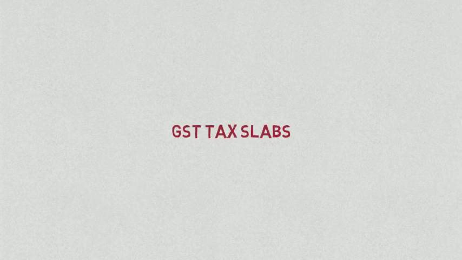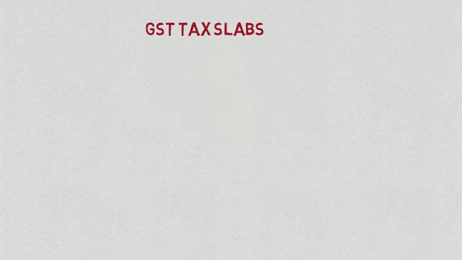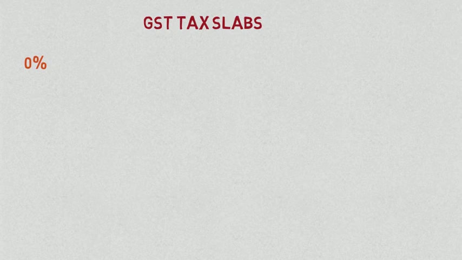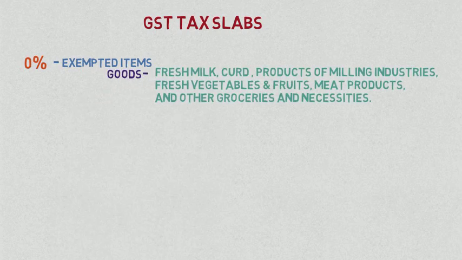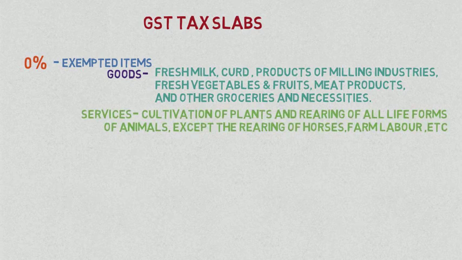Now let's see the various tax slabs of GST. GST slab of 0%. Some industries and products were exempted by the government and remain untaxed under GST, such as fresh milk, curd, products of milling industries, fresh vegetables and fruits, etc. Services relating to cultivation of plants and rearing of all life forms of animals except the rearing of horses, farm labor, etc.